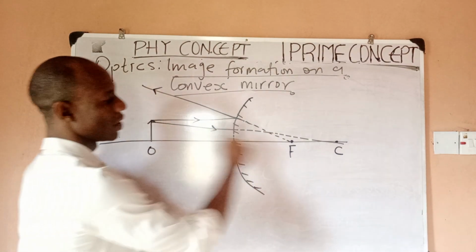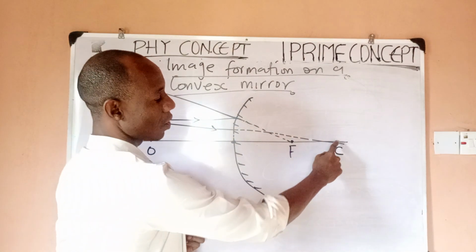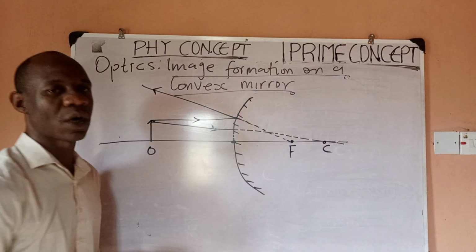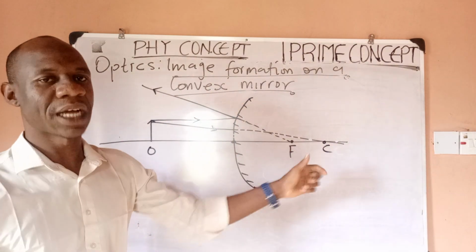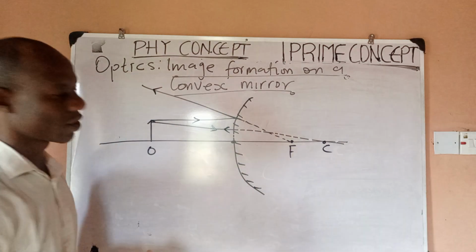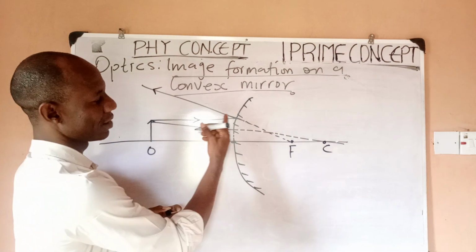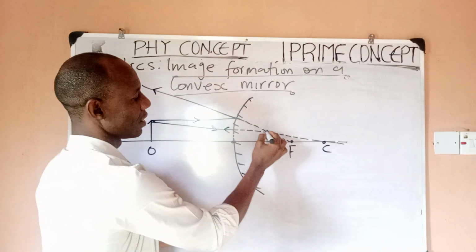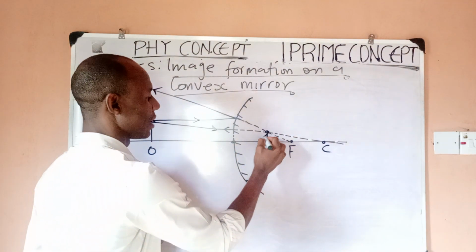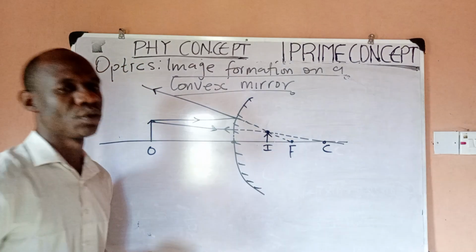Remember, when you draw a ray through your center of curvature, what happens to it? It goes straight and returns in the same direction. So it will return in the same direction. Now, where do these two reflected rays intersect? You can see that this is where they intersect. So this is automatically where our image I will be formed.